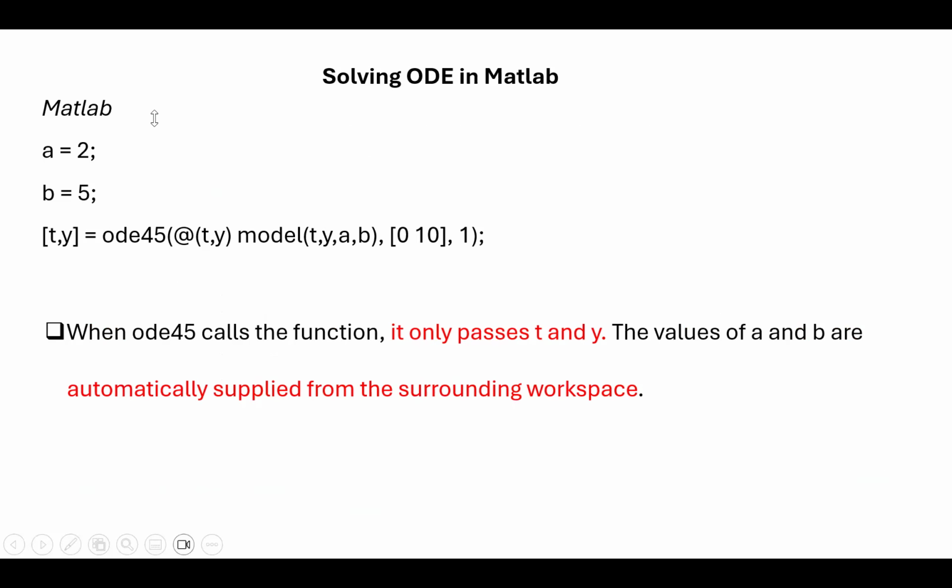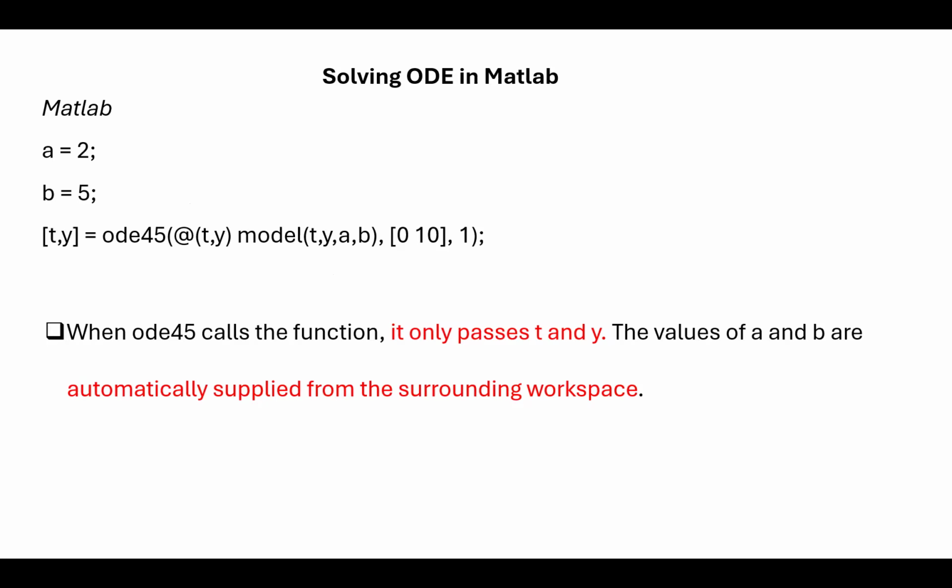Now, let's say, for example, you have this code. You already defined two parameters, and then in your model, you have t, y, a, and b. So you have four parameters in your model. And ODE45 expects t and y as the parameters to pass. So what will happen is that when ODE45 calls the function, it only passes t and y as arguments, and the other values of a and b will be grabbed automatically from the surrounding workspace.